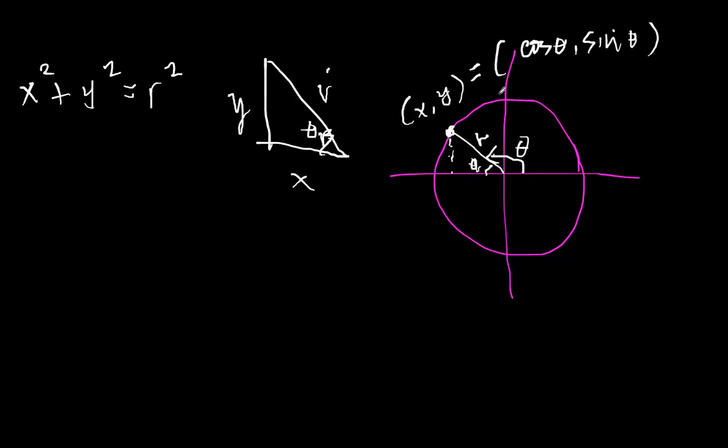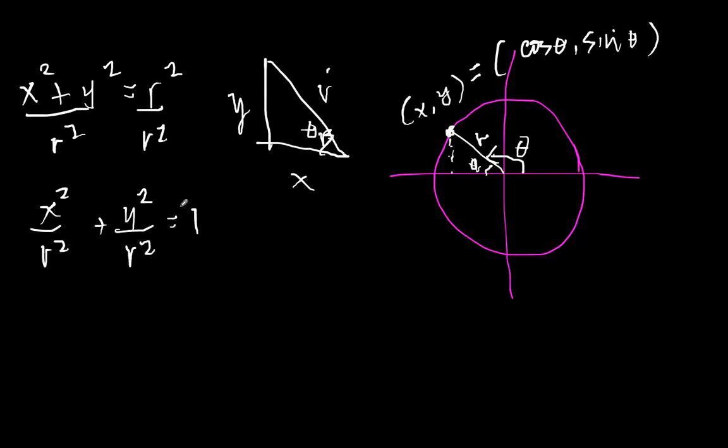So in this case, how do we arrive at sine squared plus cosine squared? Now, I can divide both sides by r squared. So this becomes x squared over r squared plus y squared over r squared.